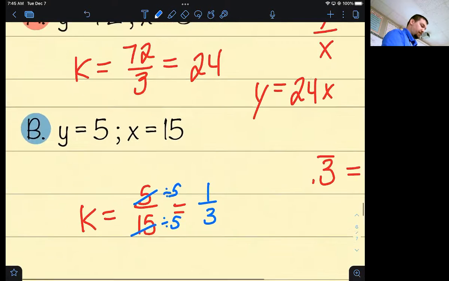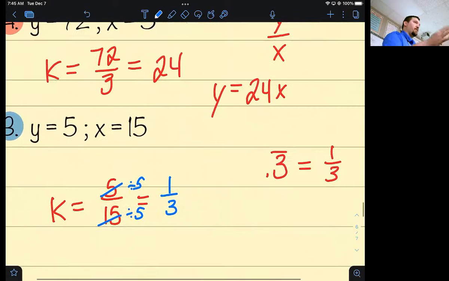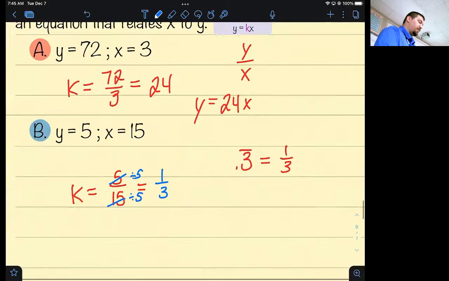I remember you had us write that down. We wrote it down in one of the notes somewhere. It'll come back up later again, even next semester it'll come back up. So we should hopefully get more familiar with it. So our k value is 1/3.